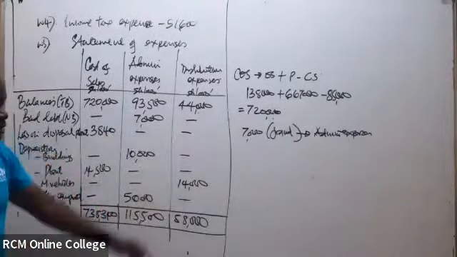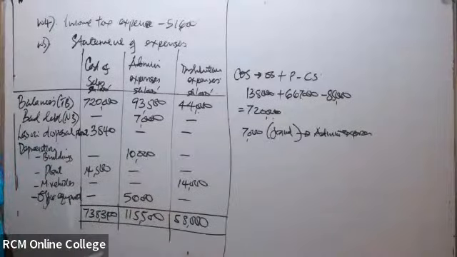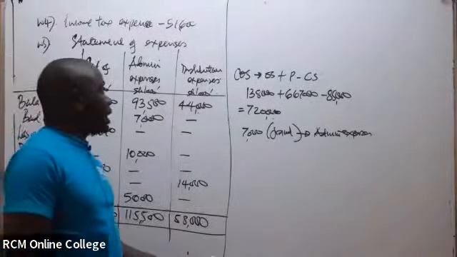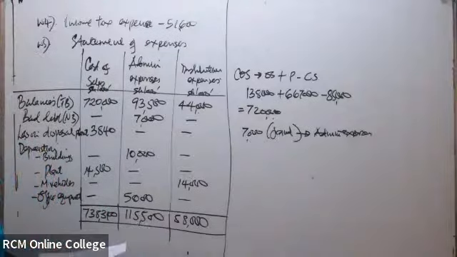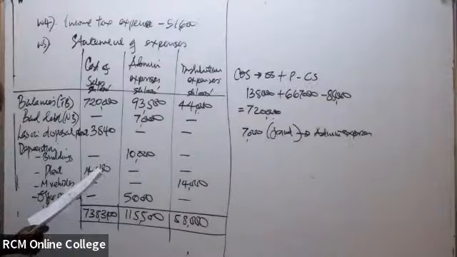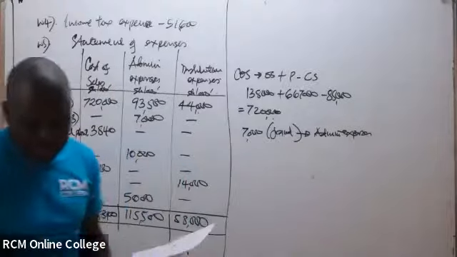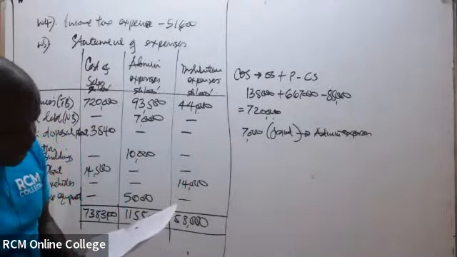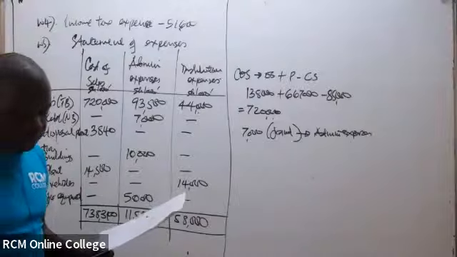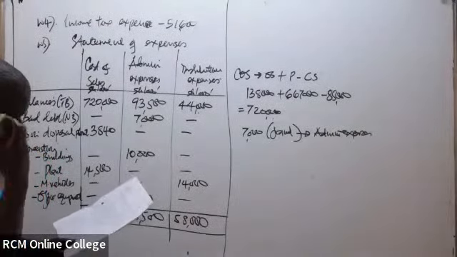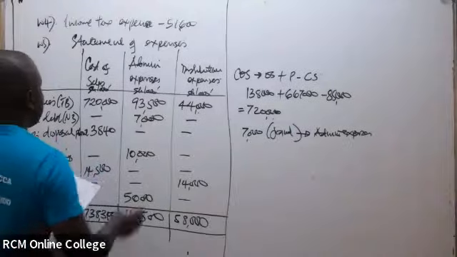I hope this one is okay. I've just added, I think it's 58. So this plus this, you should be able to get 58. So that ends up becoming our statement of expenses. Once you have the statement of expenses, you can now prepare your statement of profit or loss. So BD Limited, statement of profit or loss.